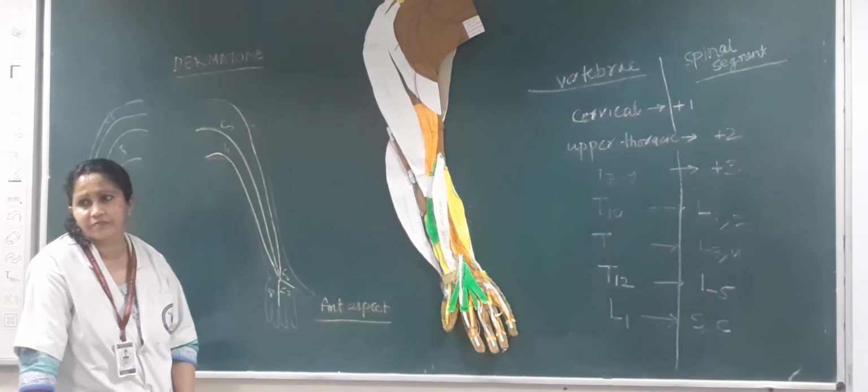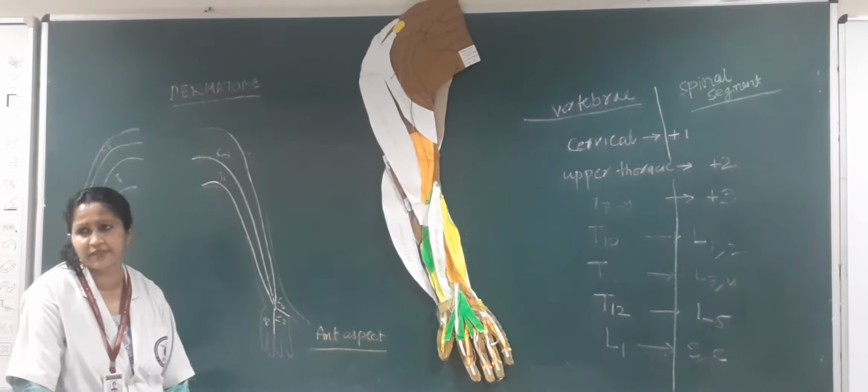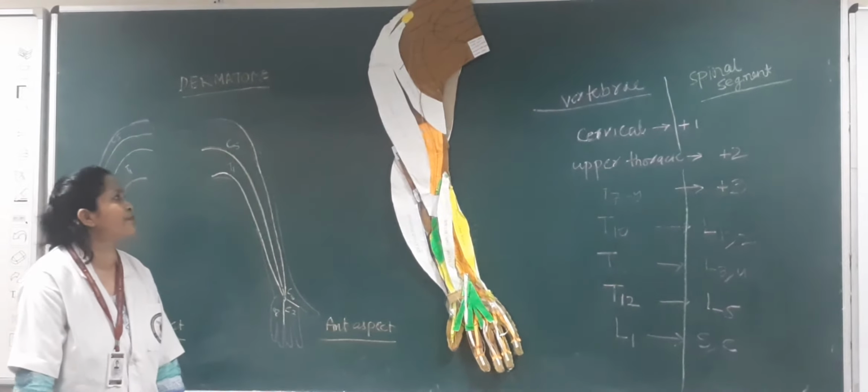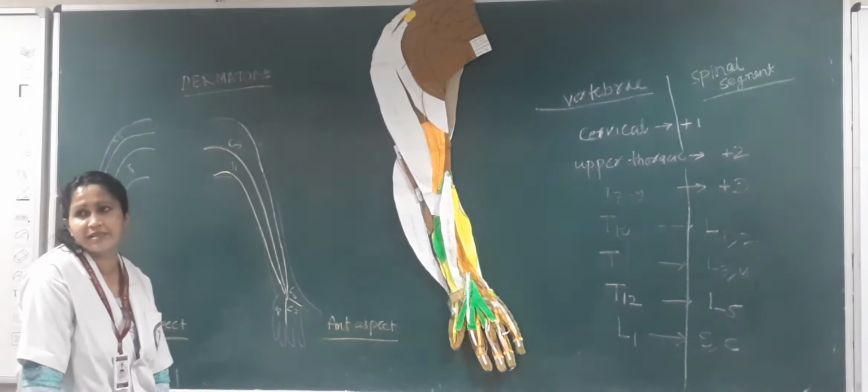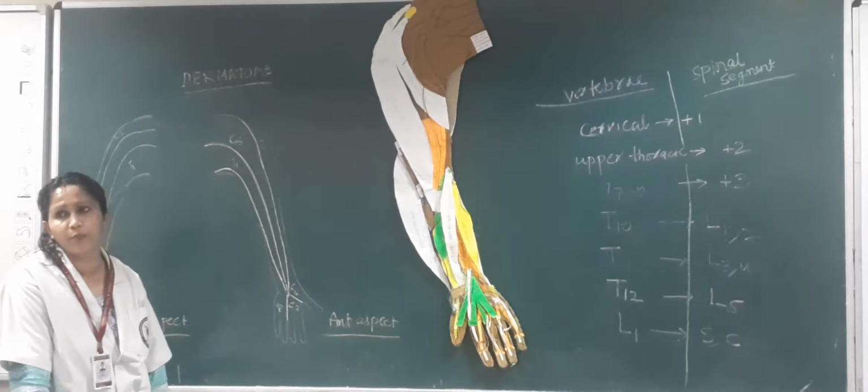Muscles of the arm. It is on the flexor aspect as well as on the extensor aspect. On the flexor aspect, it is BBC, that is biceps, brachialis and the coracobrachialis.